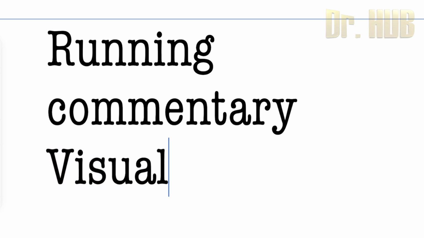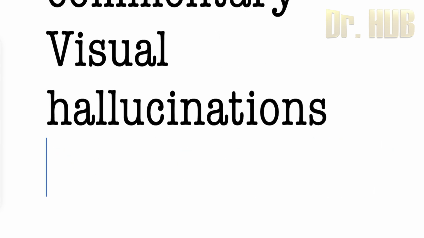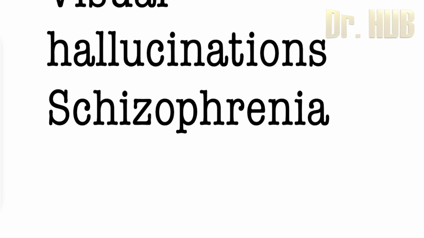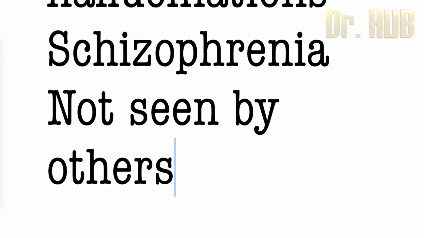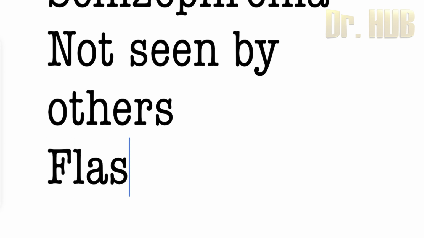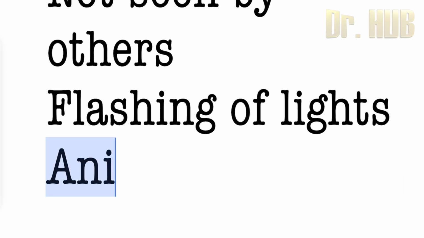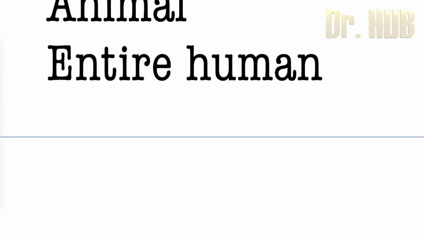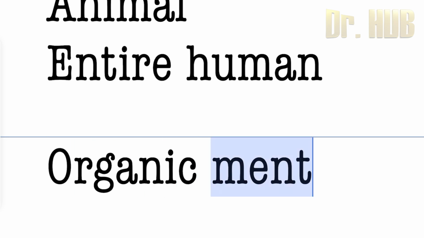Then moving on to the visual hallucinations. They are seen in schizophrenia. The patient is able to see things and they seem real to him, but they are not seen by others. Examples are flashing of lights, an animal, a human face, or an entire human. The most common hallucinations in organic mental disorders are the visual hallucinations.